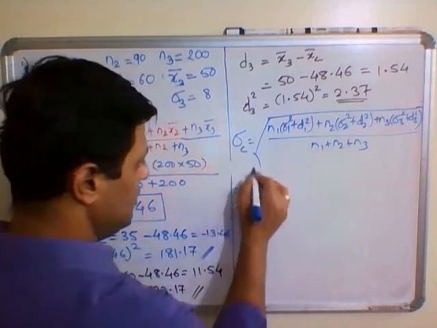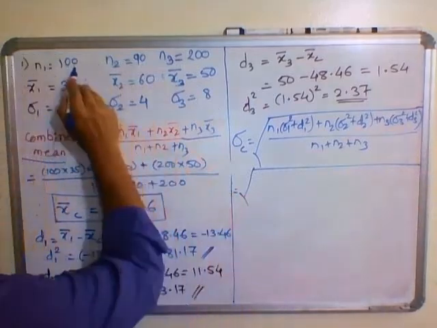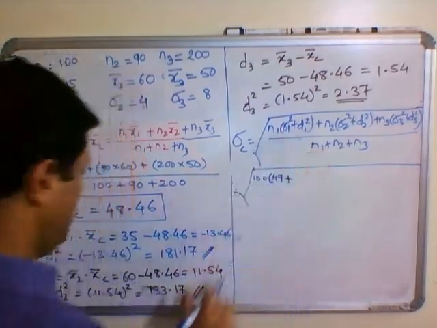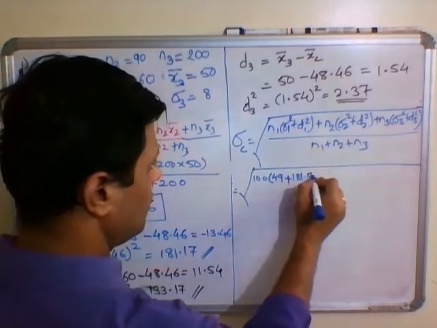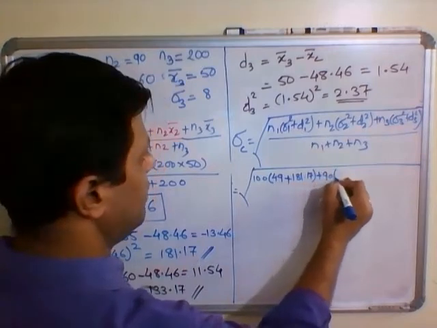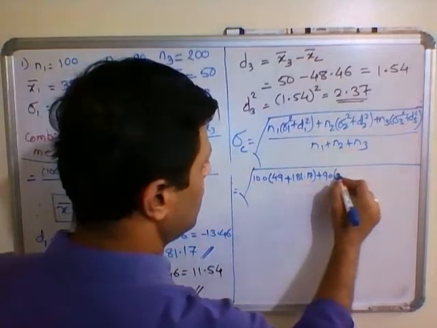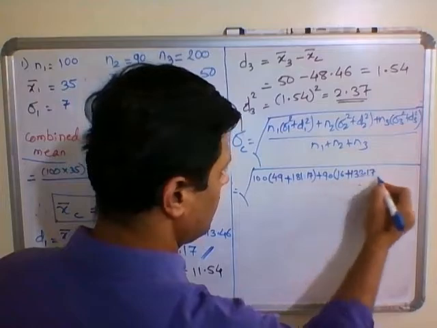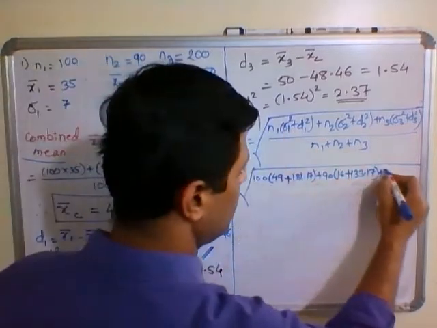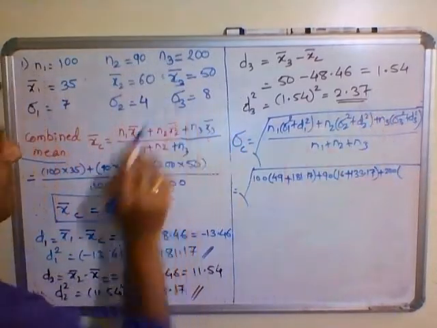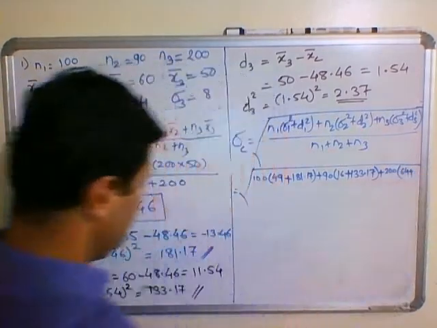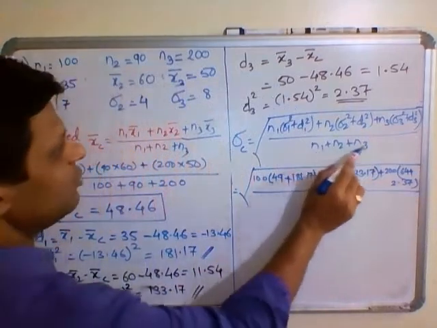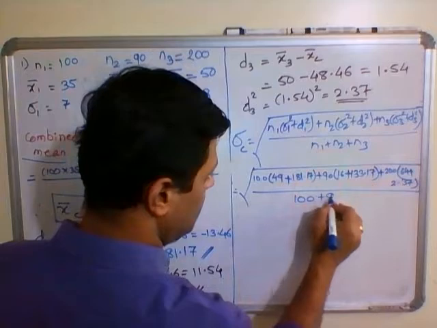Now let us substitute values in it one by one, we have all values. How much is N1? N1 is 100, into bracket. How much is sigma 1 square? Sigma 1 is 7, square 49. Plus D1 square, which we have calculated as 181.17. Plus N2. How much is N2? 90 into bracket. Sigma 2 square. Sigma 2 is 4, square will be 16. Plus D2 square 133.17. Plus N3 is 200 into bracket. Sigma 3 square. Sigma 3 is 8, sigma 3 square will be 64. Plus D3 square, that is 2.37. Bracket close. Entire term divided by N1 plus N2 plus N3, that is 100 plus 90 plus 200.